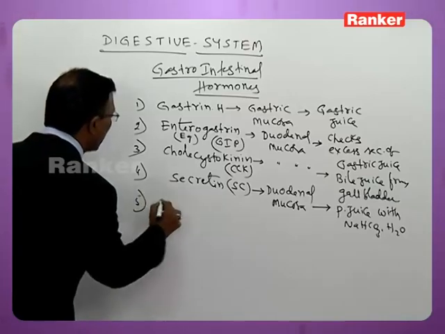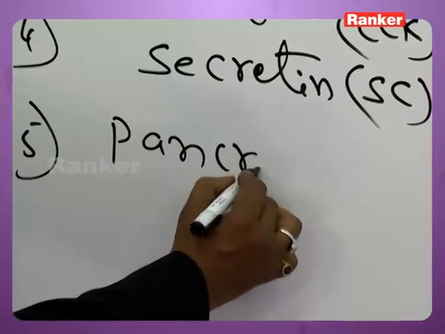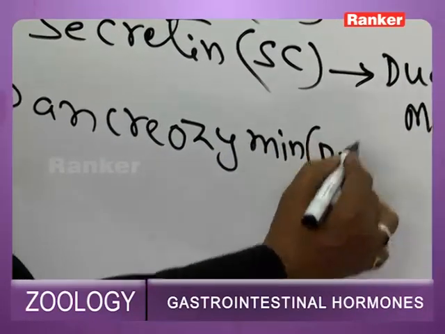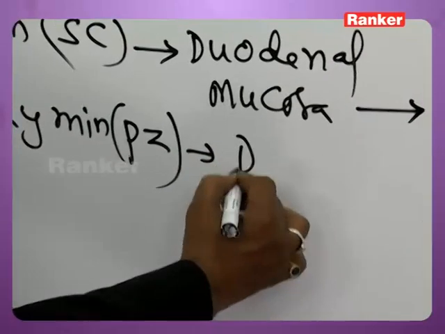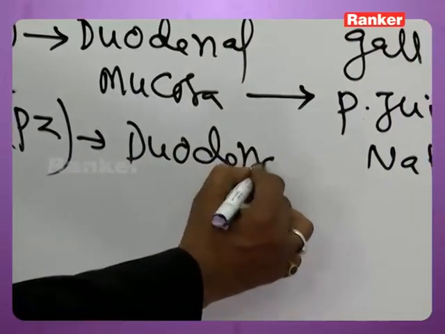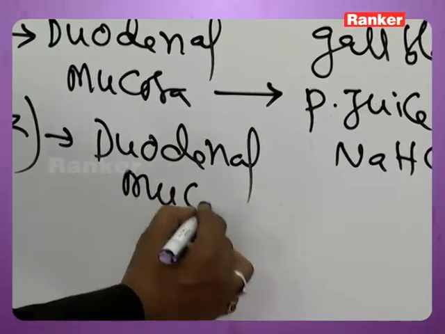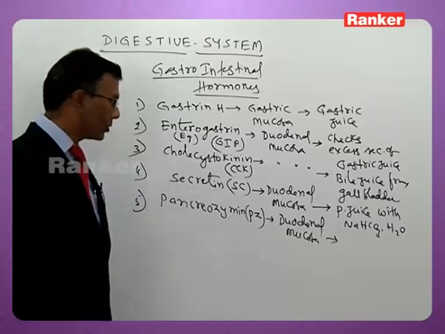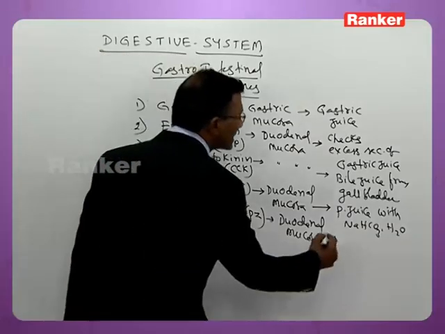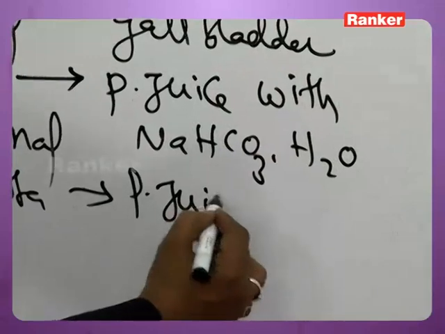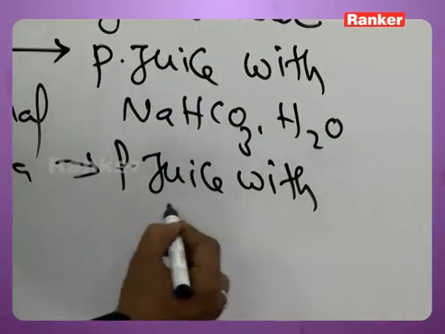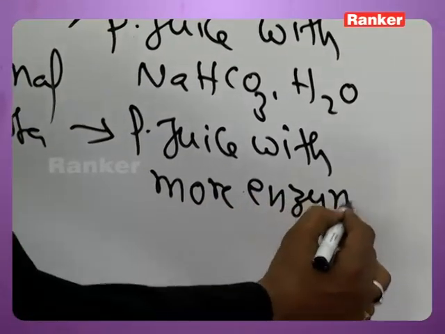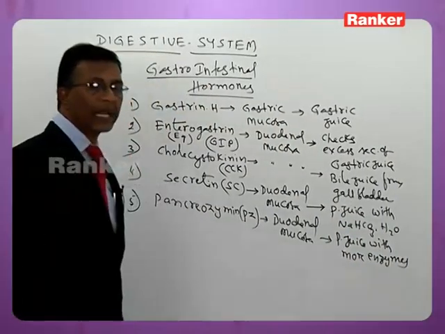The next we have another hormone, pancreozymin, commonly referred to as PZ. It is also secreted by the duodenal mucosa. Now it stimulates the pancreas to secrete pancreatic juice with more enzymes and less salts.